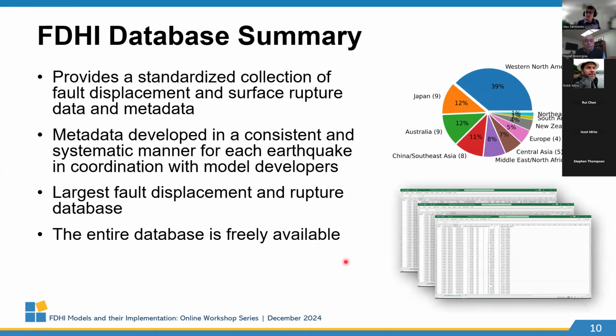So then here in summary, the FDHI database provides a standardized collection of fault displacement and surface rupture data and metadata. And the metadata were developed in a consistent manner for each earthquake with input from the model developers on what they needed. And so this really is the largest database of this type with not just the geospatial control, but the extensive collection of metadata. And it is freely available for everyone in the community to use.